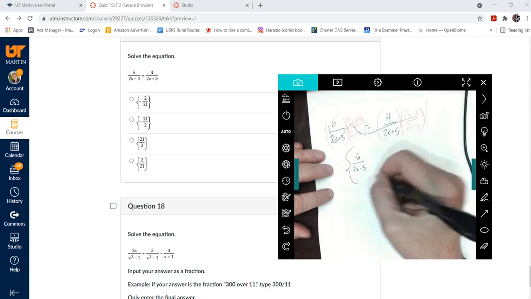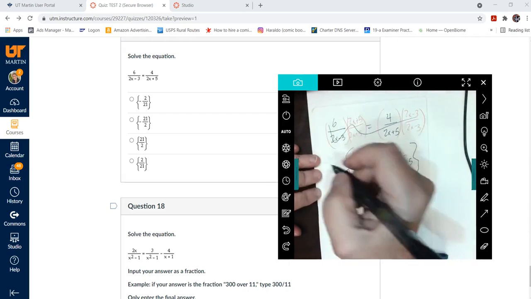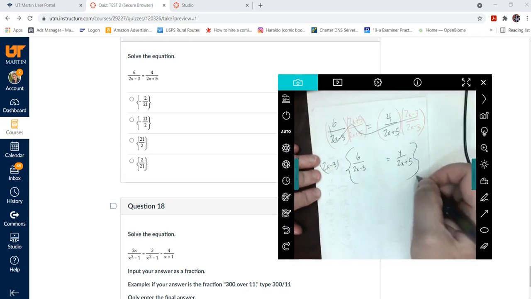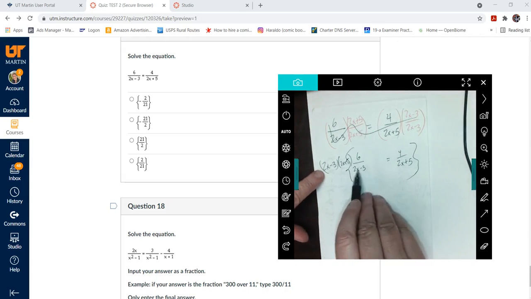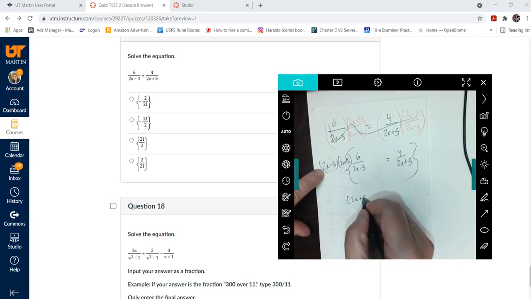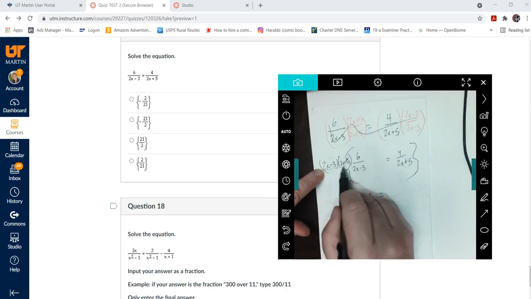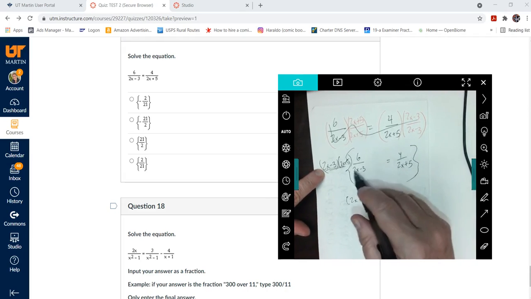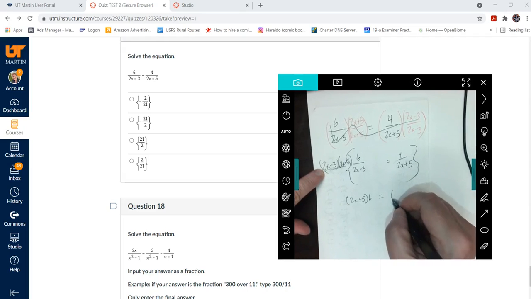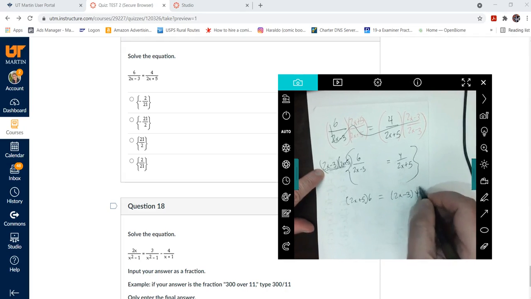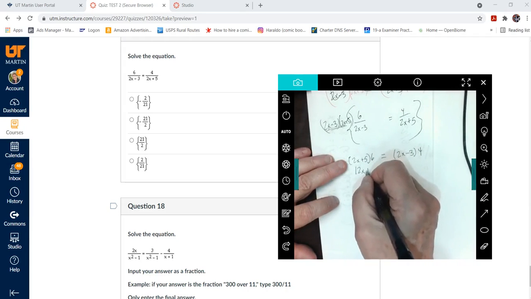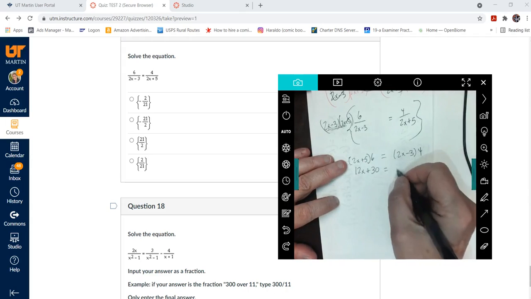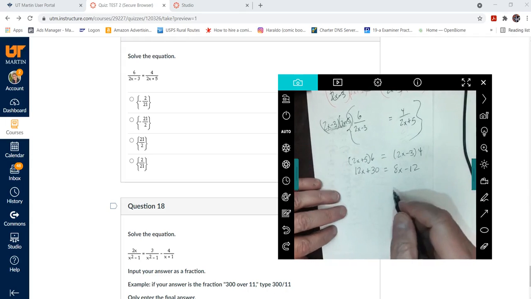So I can multiply everything by 2x minus 3 times 2x plus 5. Okay. If I do that, I'm going to have those cancel, and I'll have 2x plus 5 times 6 equals, and then if I multiply this by this fraction, the 2x plus 5's cancel, and I'll get that, and now I just need to solve this. So I have 12x plus 30 equals 8x minus 12.